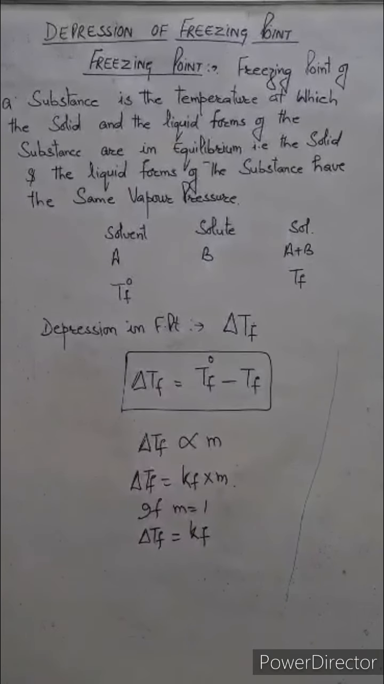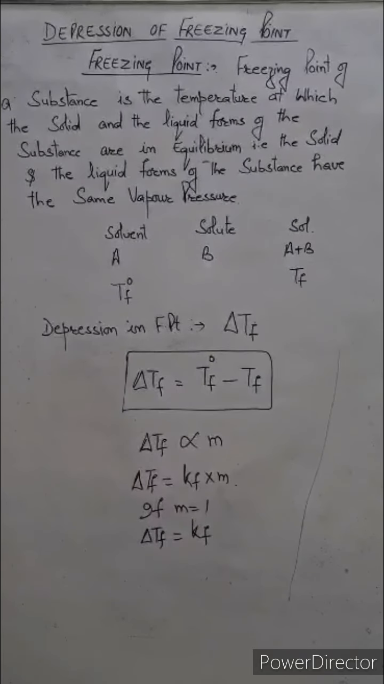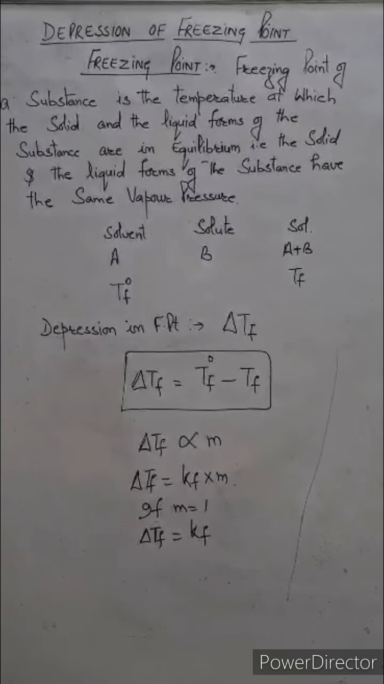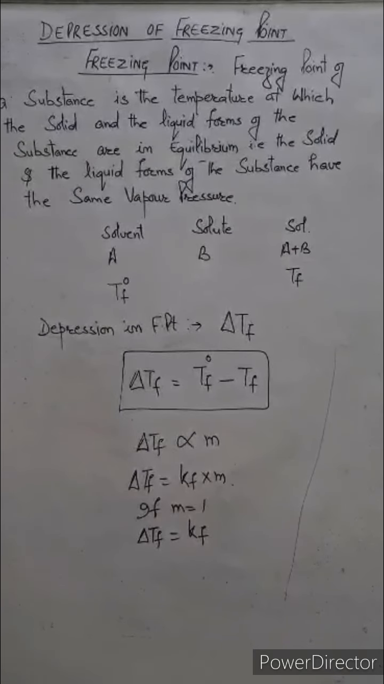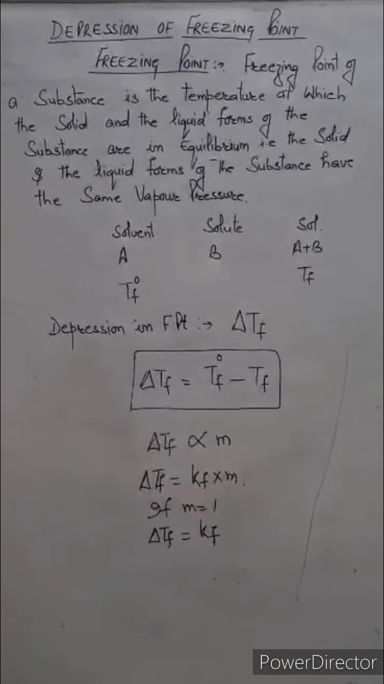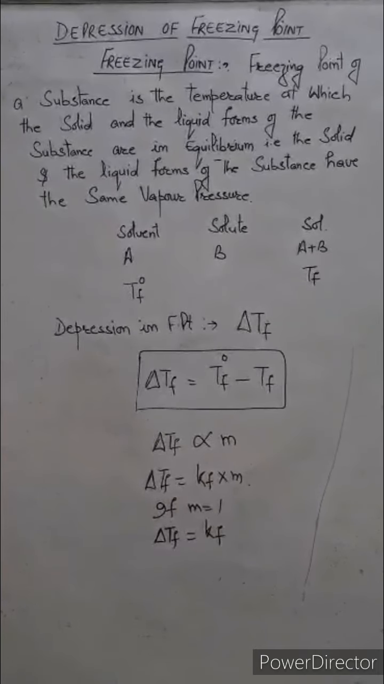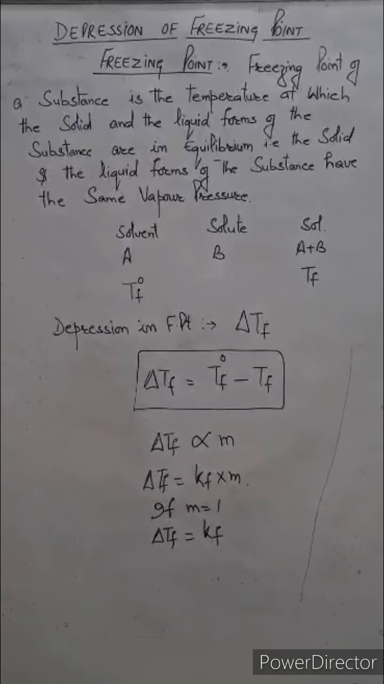Let's revise with Babita. So here we are again with the chapter Solutions. This is our module 6, right? We have already done, if you remember, in the last module, elevation in boiling point. But our next topic is depression in freezing point. Again, this is a colligative property. If you remember, colligative properties are those which depend upon the number of moles of solute, but not on the nature of solute, right?